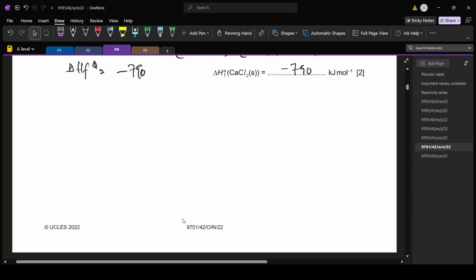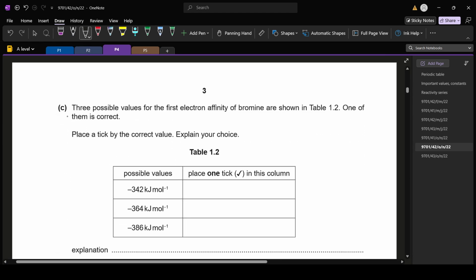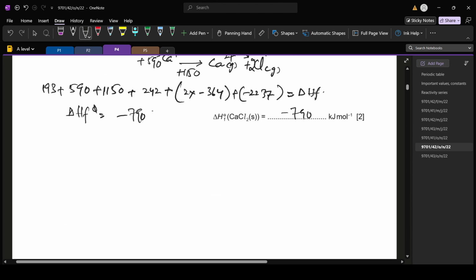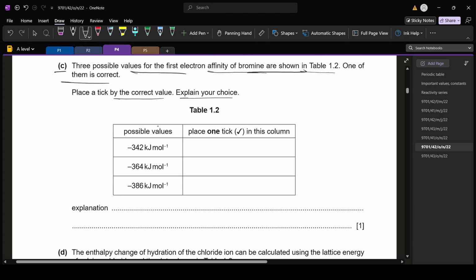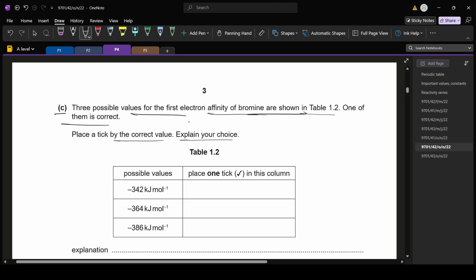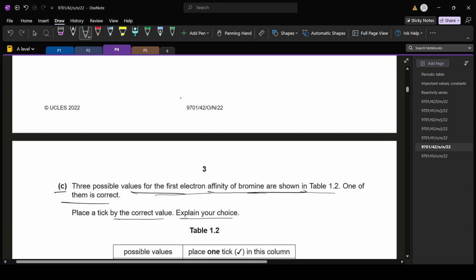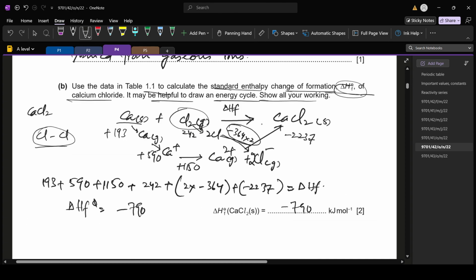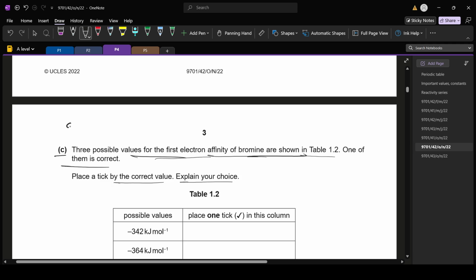Moving towards the next part, C. Three possible values of the first electron affinity of bromine are shown in table 1.2. One of them is correct. Place a tick by the correct value. Explain your choice. So if you see, what is the first electron affinity of chlorine? The first electron affinity of chlorine is negative 364.